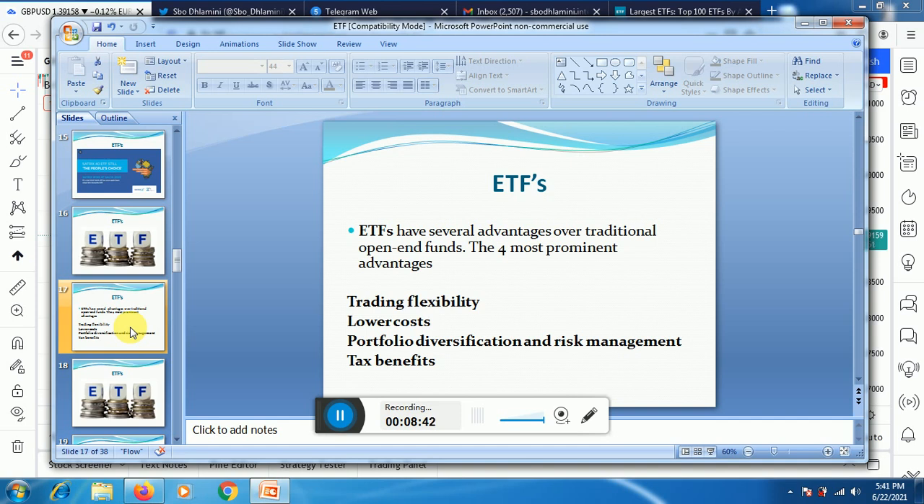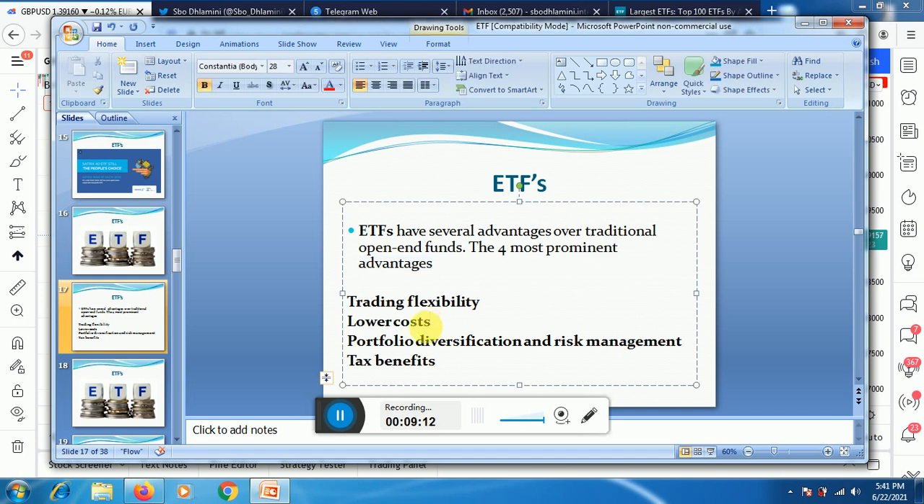So just to go over the advantages of trading ETFs. ETFs have advantages over traditional open-end funds. The four most prominent advantages of trading ETFs are: number one, the trading flexibility of ETFs. They are flexible, and also they are cost effective. They have lower cost compared to other assets as well.